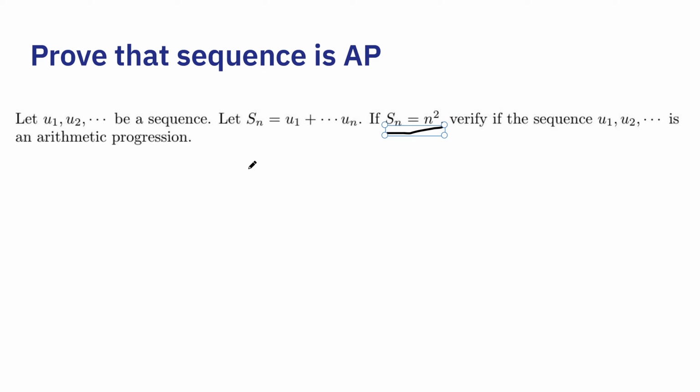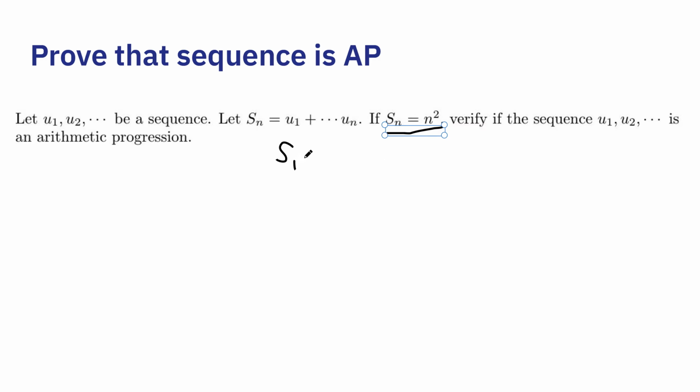So as we can see, this is actually kind of the opposite of what we were doing just now. We are given a sum and we want to show it's an AP, instead of being told that it's an AP already. So what we can do is we can try writing out some small values first.